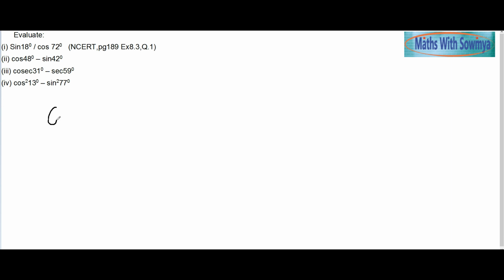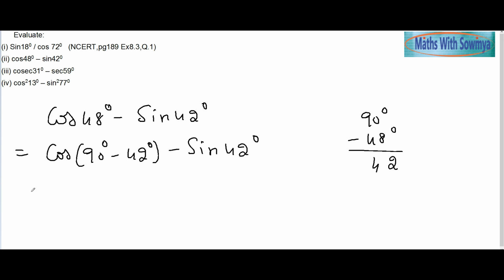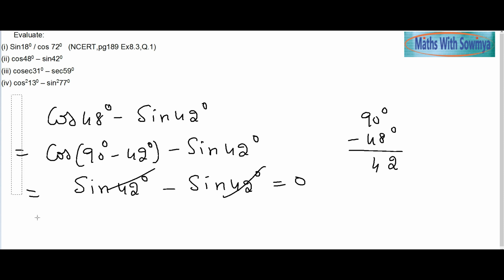Second question: cos 48 degrees minus sin 42 degrees. So 48 degrees you can say is 90 degrees minus 42 degrees. I can write it as cos of 90 degrees minus 42 degrees, because 90 minus 42 gives us 48, minus sin 42 degrees. Cos of 90 minus theta is sin theta. So sin 42 degrees and sin 42 degrees get cancelled. We will get 0.